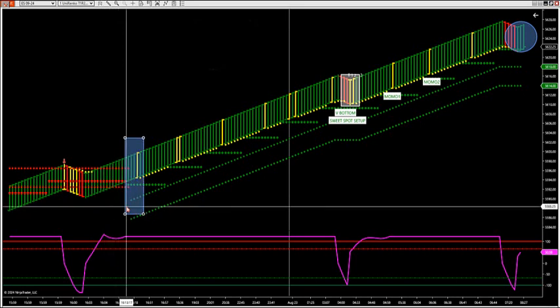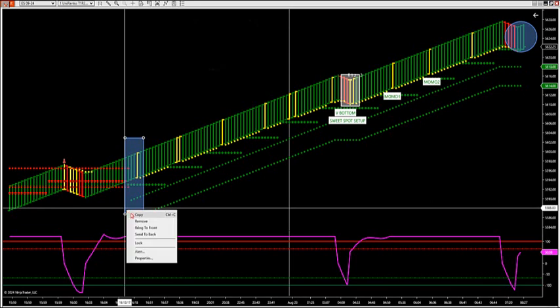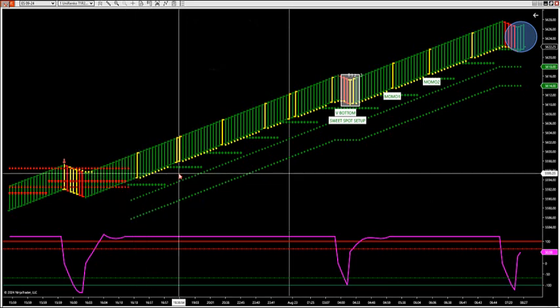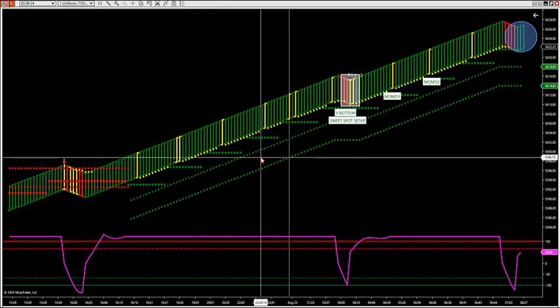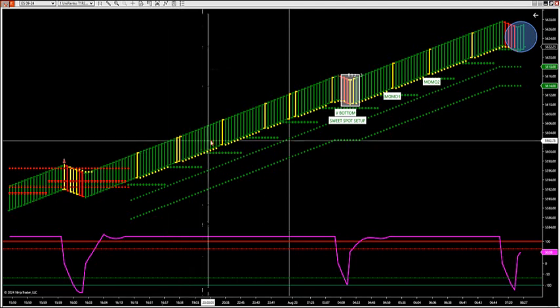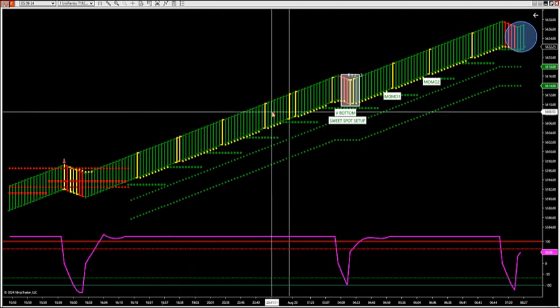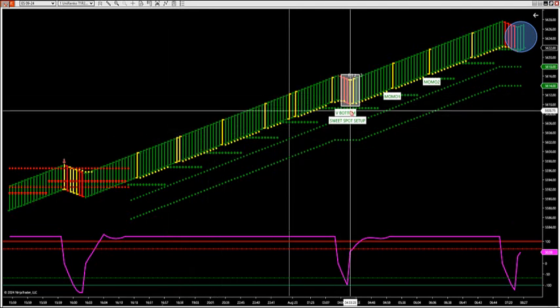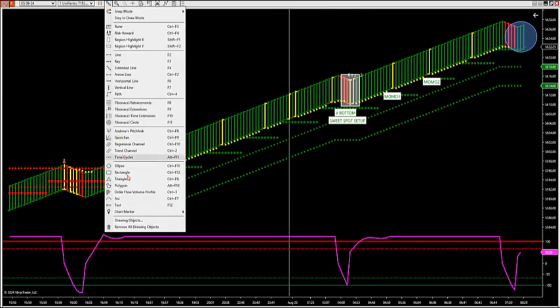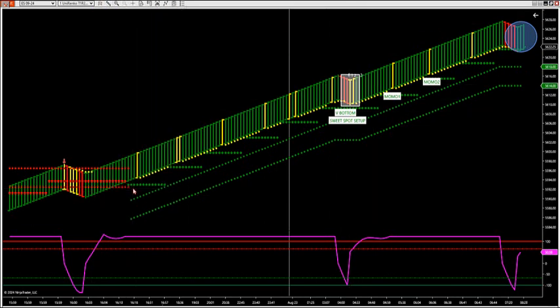For example, here's a Momo 1. Here's a Momo 1, and here's a Momo 2. That's a Momo 3, Momo 4, Momo 5. So you can take 1 and 2 here, but then you have to wait. You can't take this one, or this one, until this resets and does a V-bottom. And you're back to Momo 1, Momo 2. So these are the times to take the Momo trades.